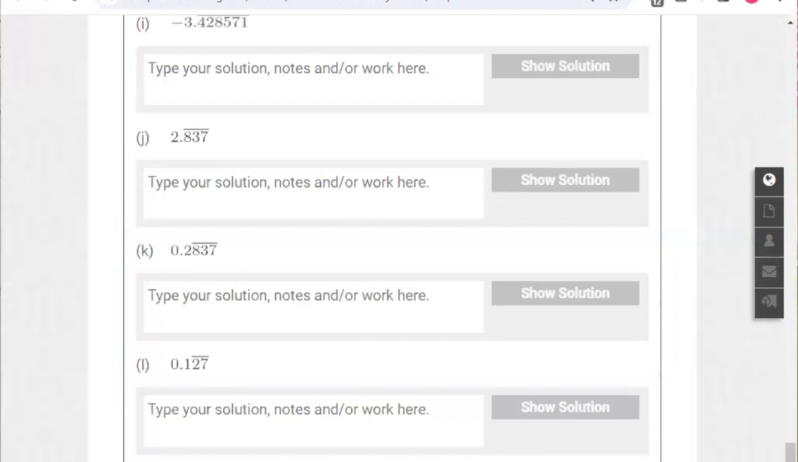Yeah. Agreed. Let's set them up. 1,000x equals 127.27 repeat. Subtract 10x equals 1.27 repeat. Yes? Yeah. Let's subtract. What's 1,000 minus 10? 990. What's 127.27 repeat minus 1.27 repeat?